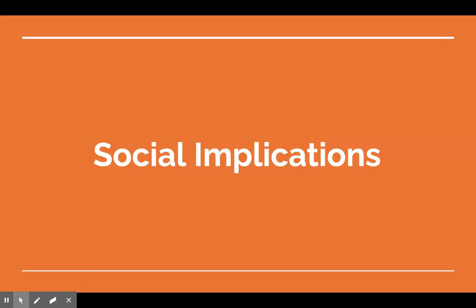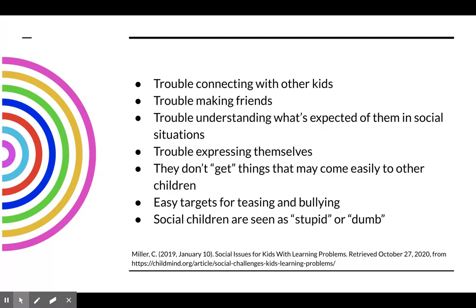So some social implications that children may face with dyscalculia. They may have trouble connecting with other kids, trouble making friends. They often have a hard time understanding what's expected of them in social situations. They may have trouble expressing themselves, and they don't always get things that may come easily to other students. They often become easy targets for teasing and bullying.